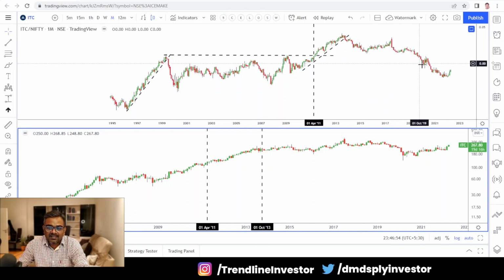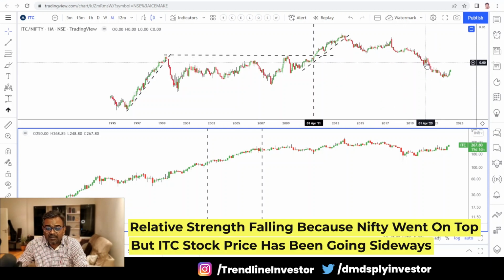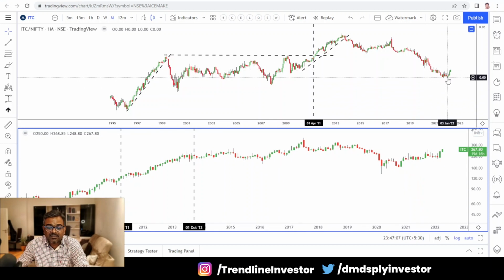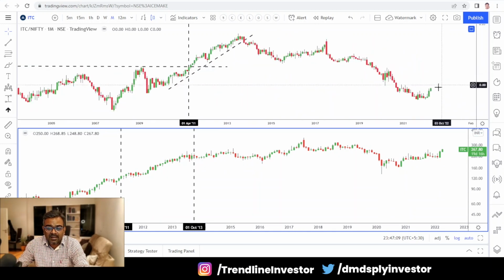And since then, ITC has been going sideways all these years, but relative strength has been falling because since the 2020 crash, markets went up whereas ITC went sideways. So that's the reason why you see that this has been falling. Now, the strength is again picking up here, and we might see that this is probably heading higher.